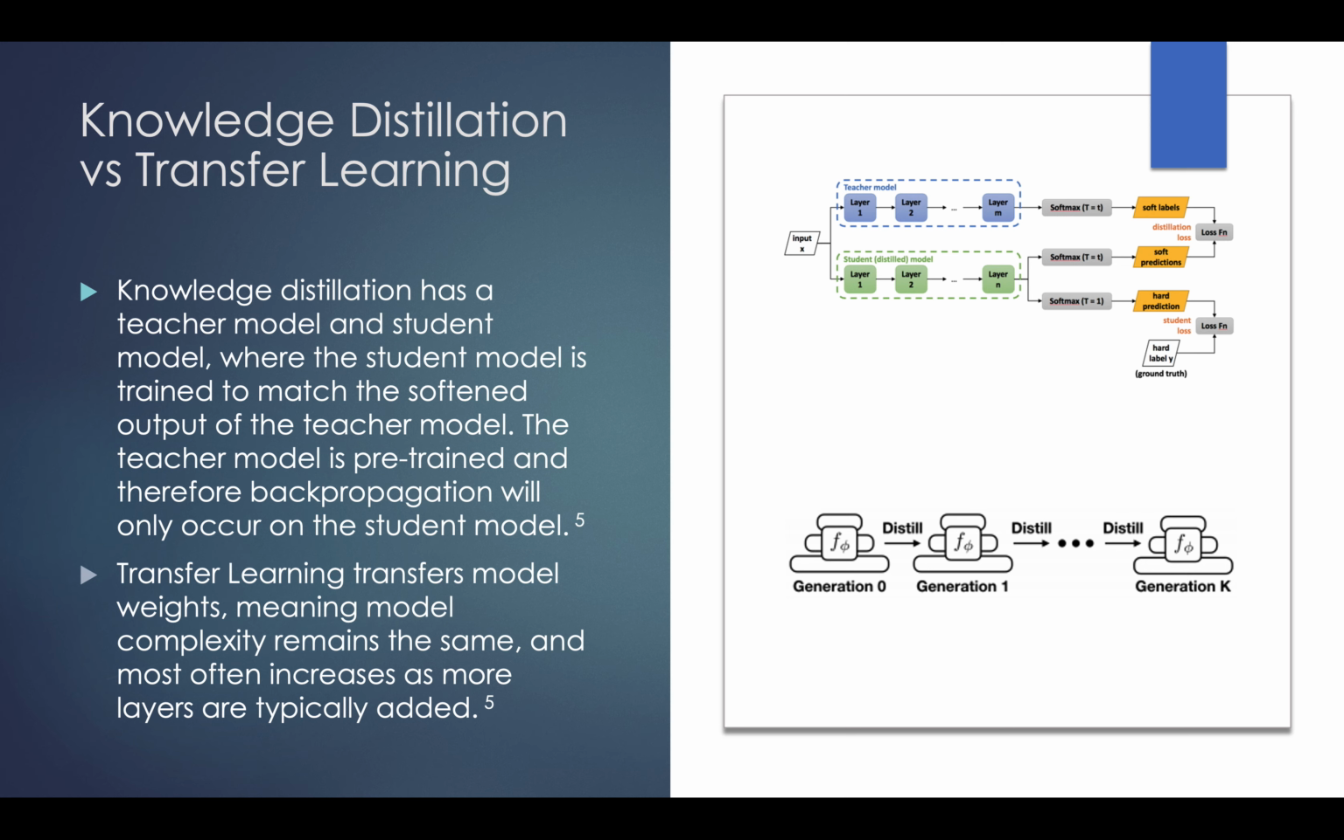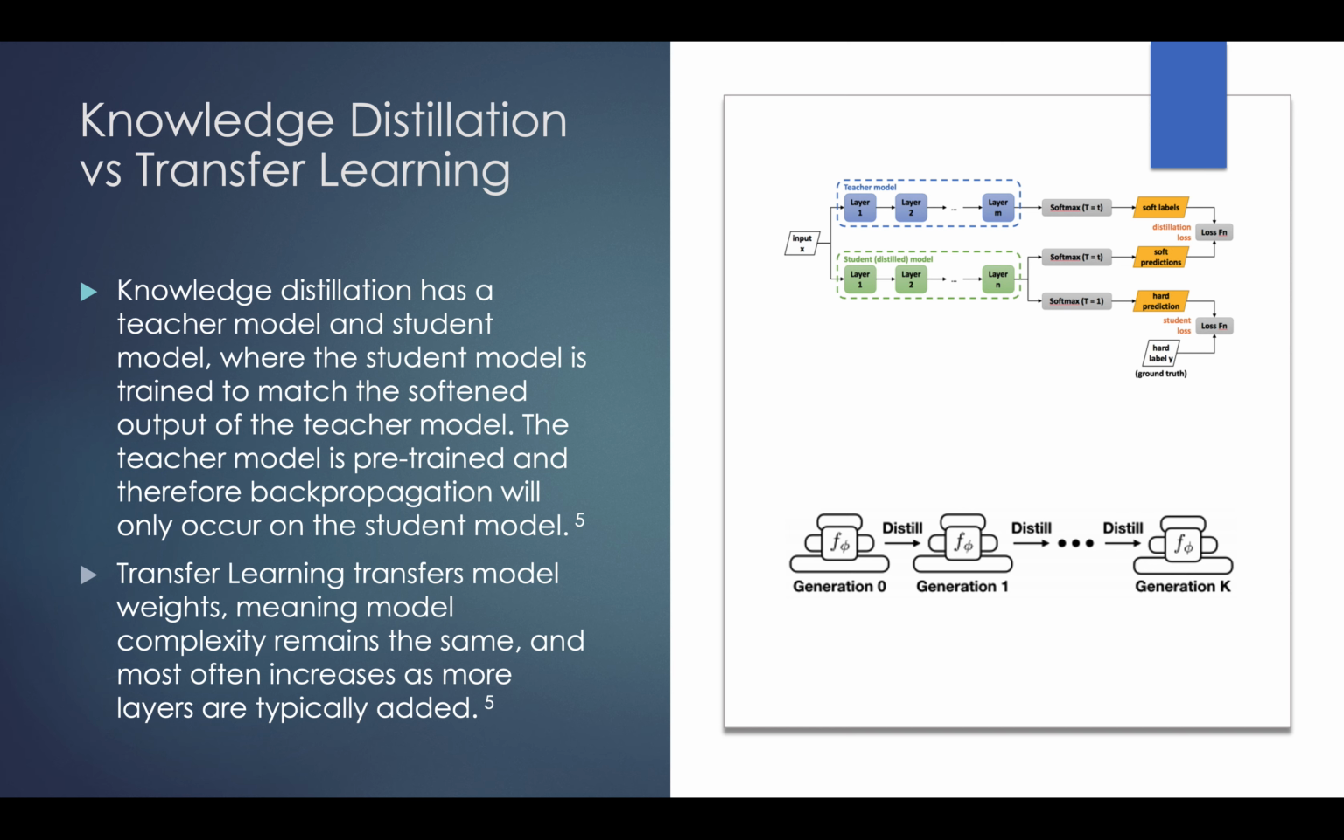So I just want to talk about knowledge distillation versus transfer learning, because they might seem fairly similar on the surface, but they're actually quite different. So knowledge distillation has a teacher model and a student model, where the student model is trained to match the softened output of the teacher model. The teacher model is a pre-trained network, and therefore backpropagation only occurs in the student model.